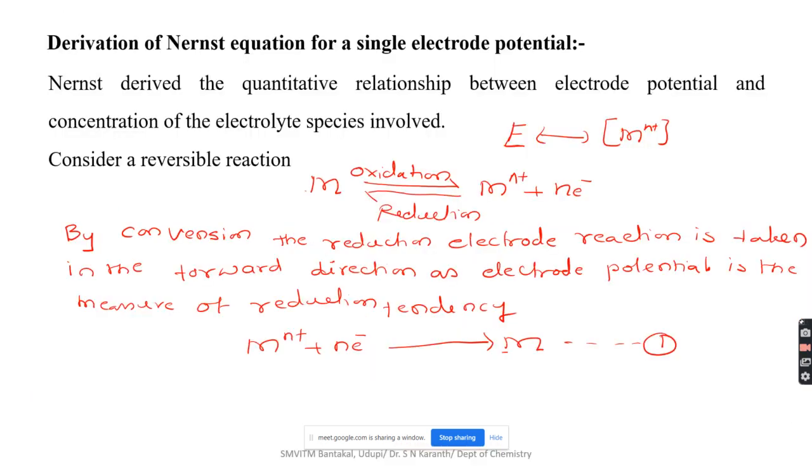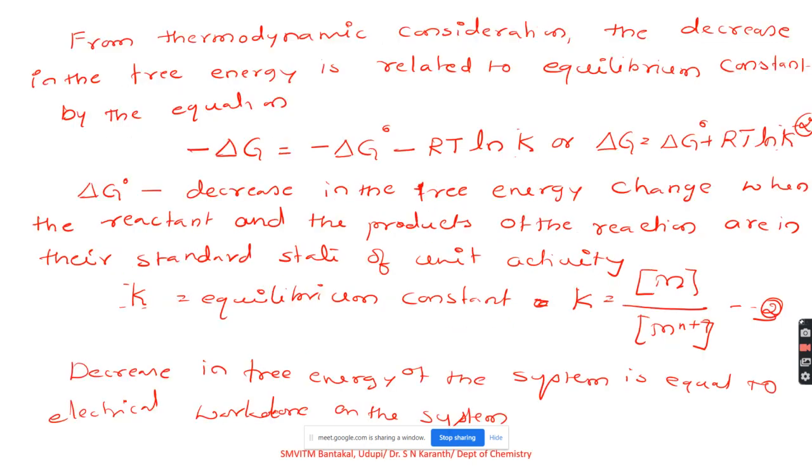Then the Nernst equation. Nernst derived a quantitative relationship between the electrode potential and the concentration of the electrolyte species involved. First, we'll consider a reversible reaction, M giving rise to Mn plus and n number of electrons. By convention, we can take the reduction reaction as the forward direction. So Mn plus plus n number of electrons equal to M. From thermodynamic consideration, we can write the decrease in free energy related to the equilibrium constant by the equation minus delta G is equal to minus delta G naught minus RT ln K, or delta G is equal to delta G naught plus RT ln K.